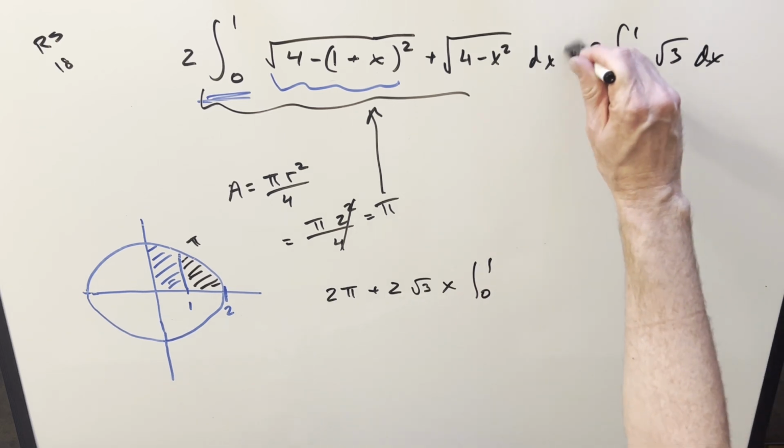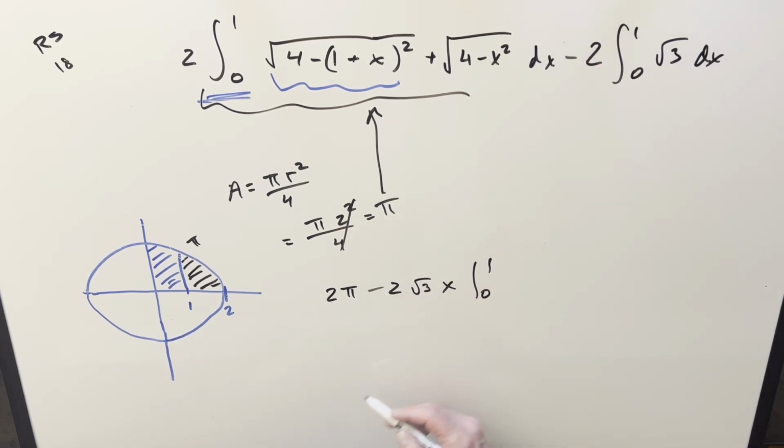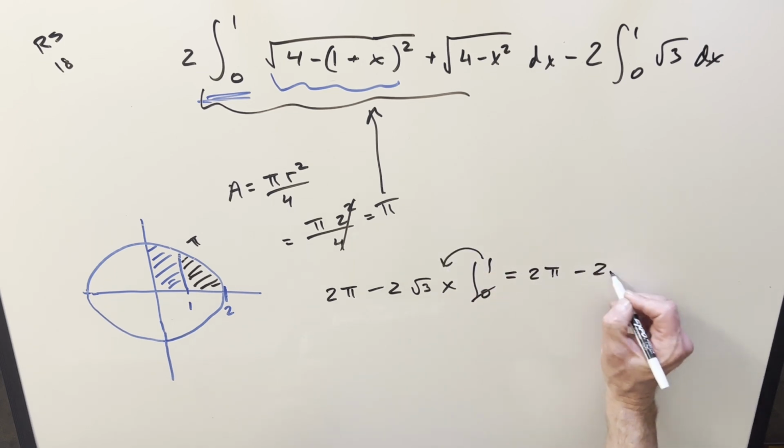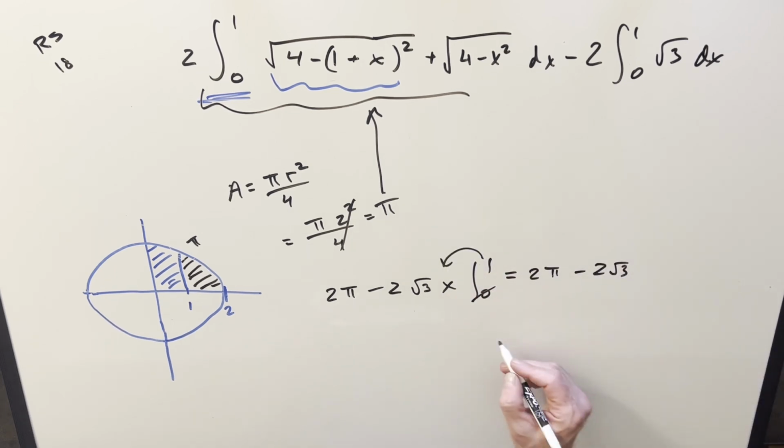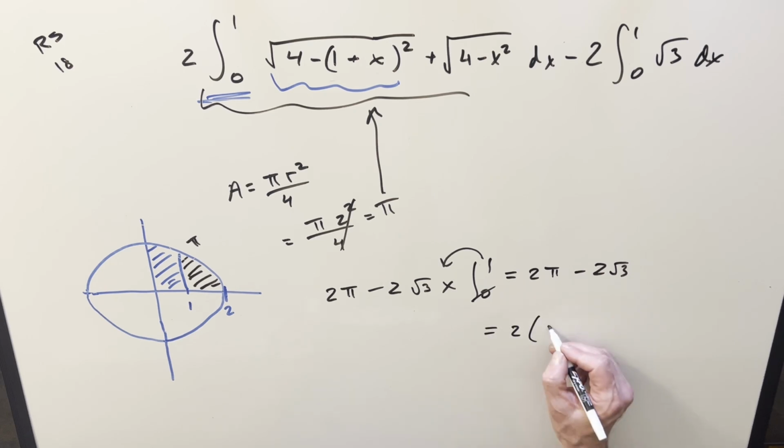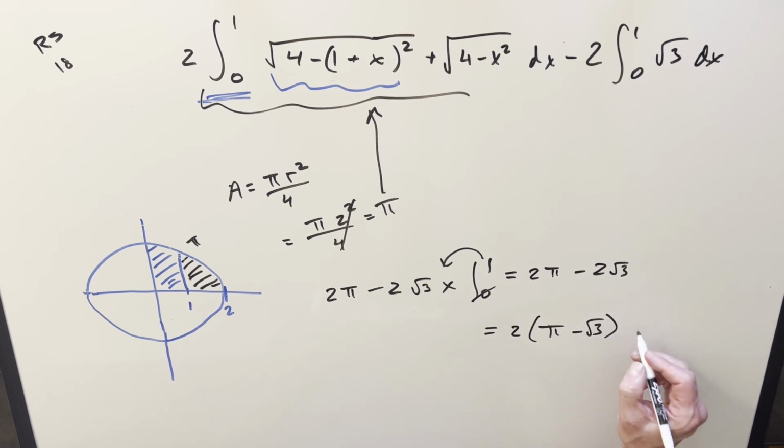And I made a mistake because this should be a minus sign. And so the 0 is nothing. And so plugging in 1, we get 2 pi minus 2 square root of 3. And I think I'll factor out 2. So for my final solution, we just get 2 times pi minus square root of 3. And that's it. There you go.